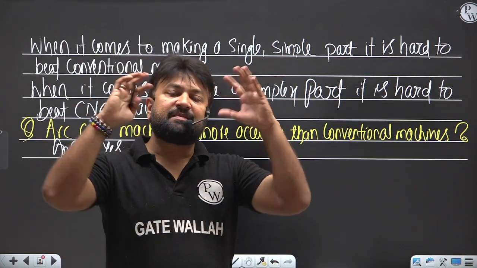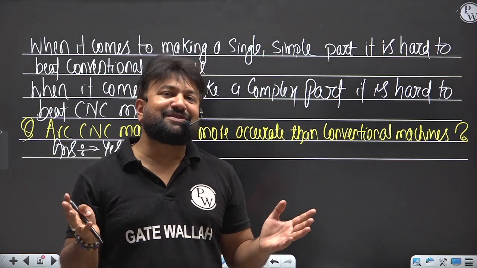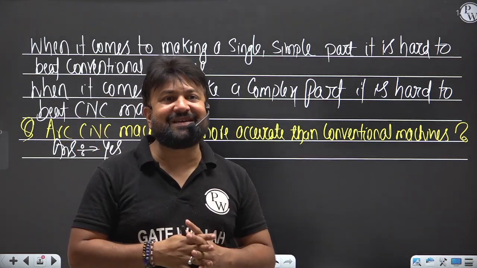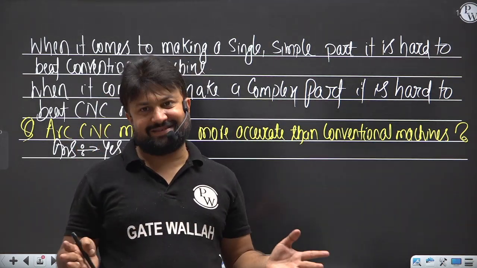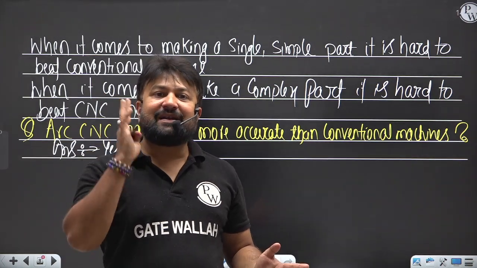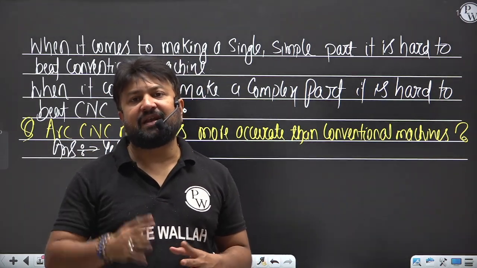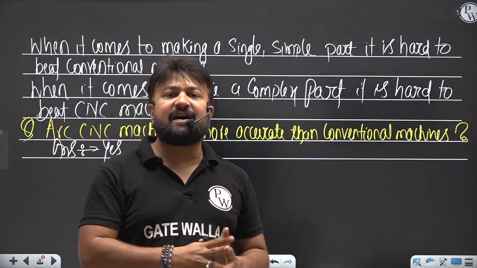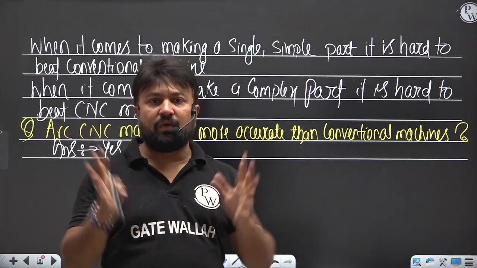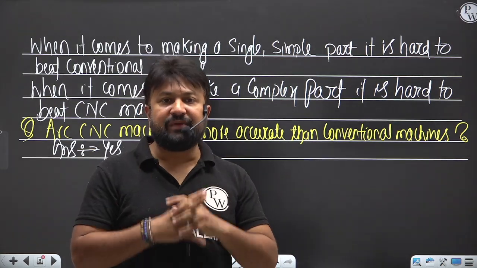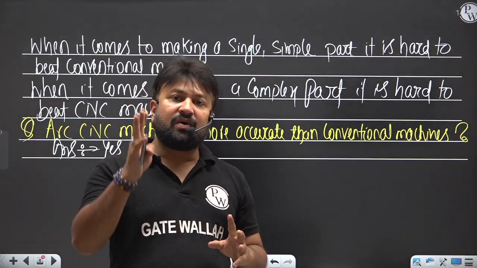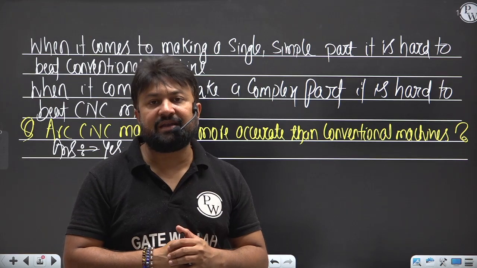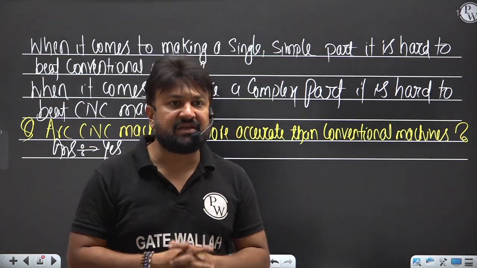Suppose that the machine is good, but the operator is not good. Operator is not experienced, then it is worthless. So it depends who is running the machine, how well the machine has been maintained, quality of setup, and so on. But overall, you can say accuracy produced by CNC machine is more accurate than your conventional machine, right?